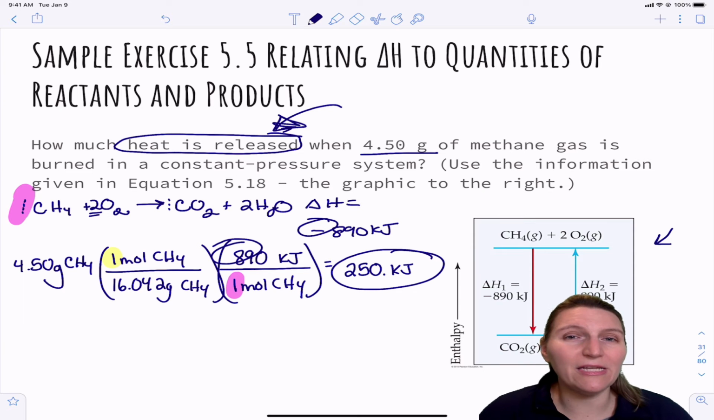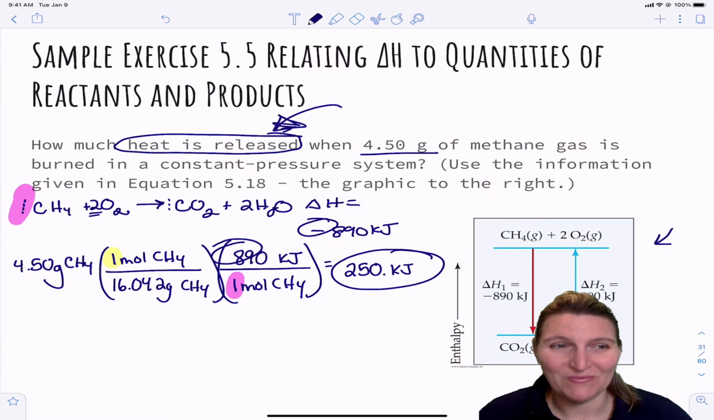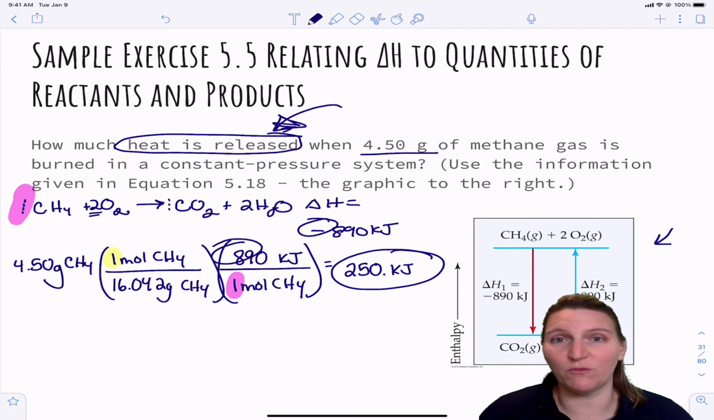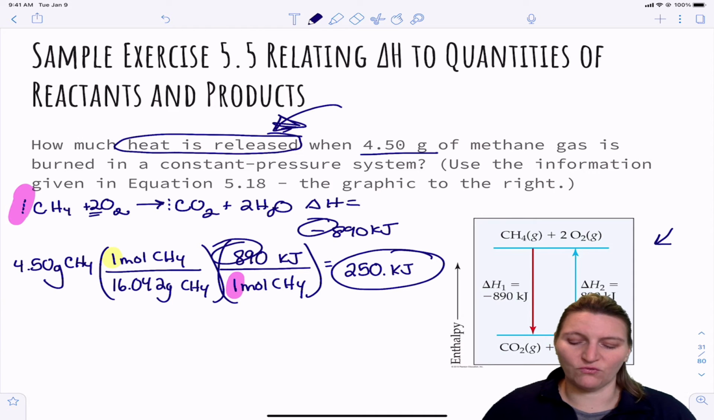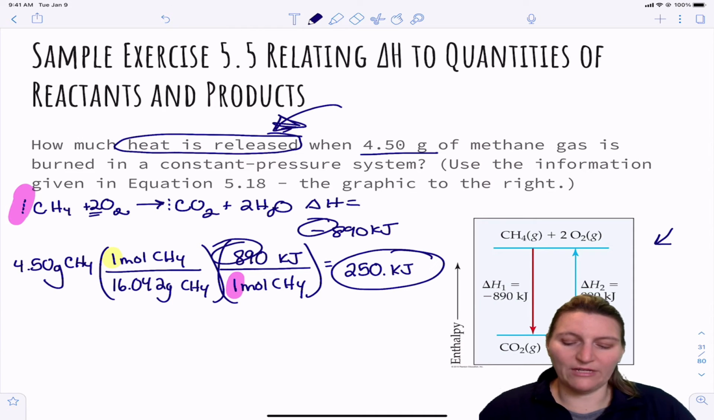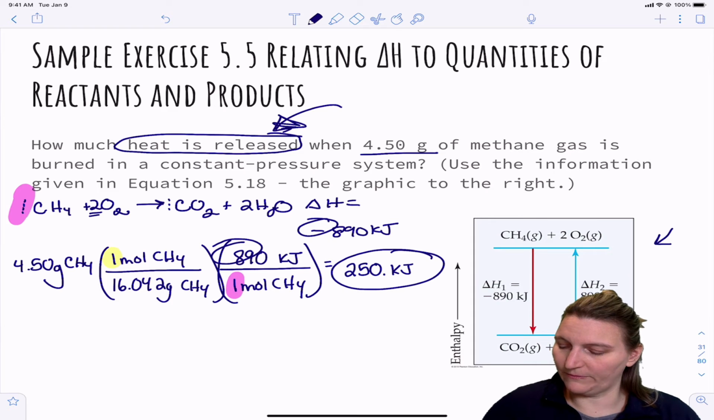If it said, what is the energy change? That's where they're allowing you to either put a negative sign or a positive sign, depending on whether the change was positive or negative. Okay, so it's just really important to read the question carefully at that point.